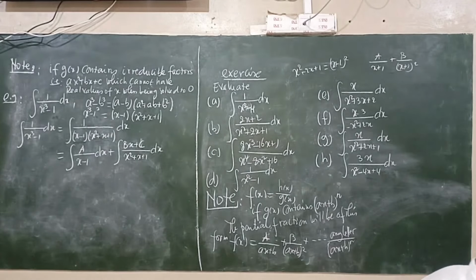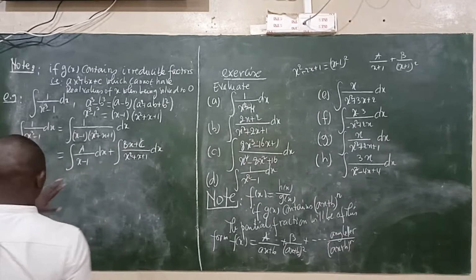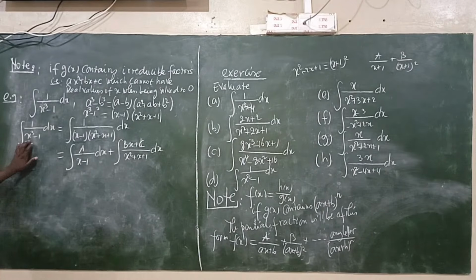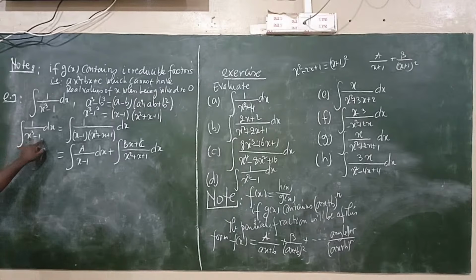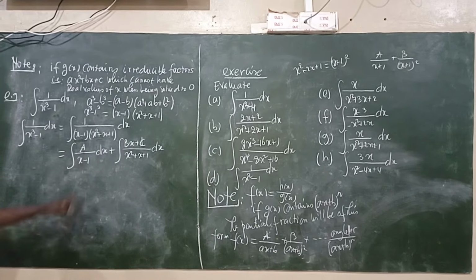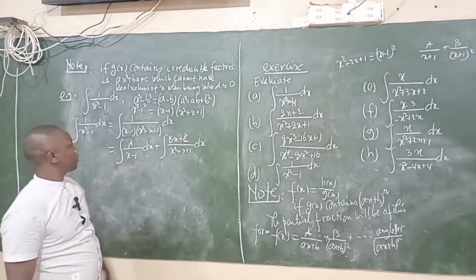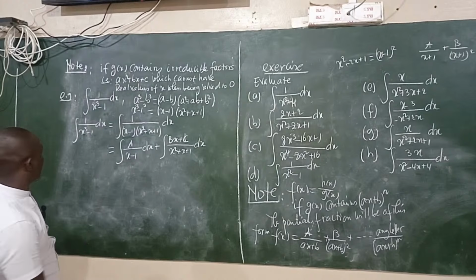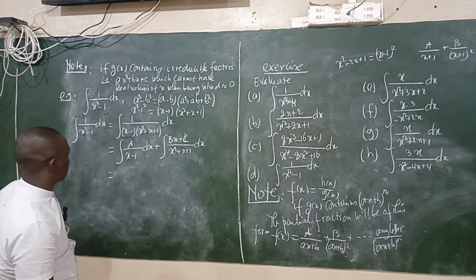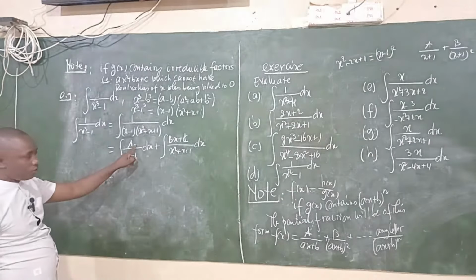Our question was to integrate the integral of 1 over x power 3 minus 1 dx. We started by factorizing x power 3 minus 1 as you see it here. Okay. Now, let's continue by finding the value of a.